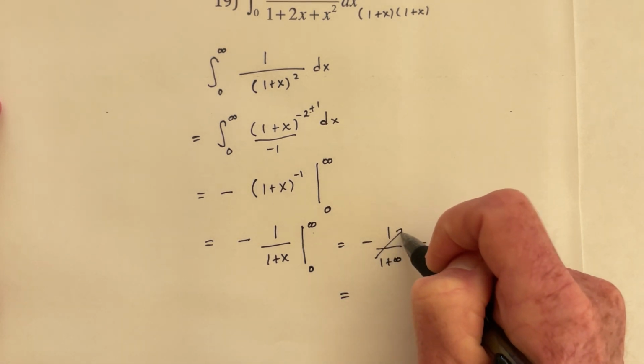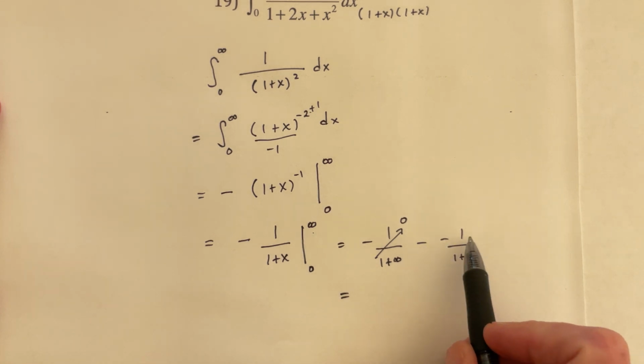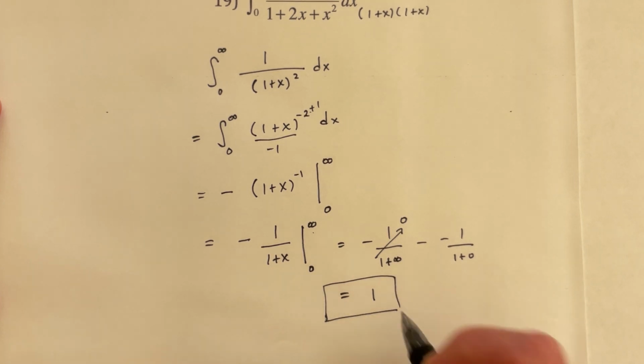So this goes to 0. And then a negative is positive, and this is basically just 1 divided by 1. So the final answer is a positive 1.